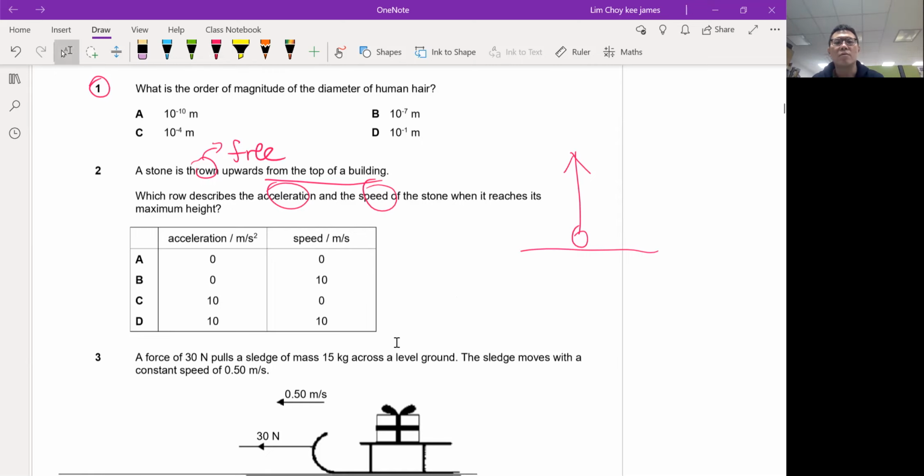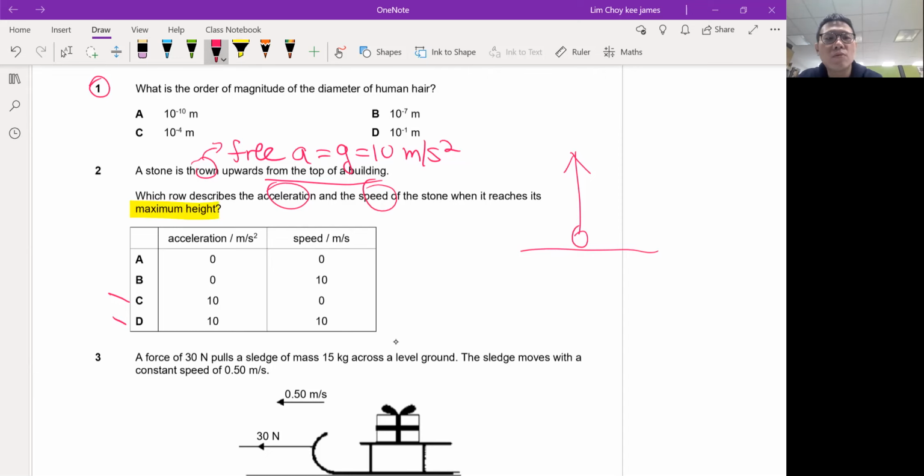Now, for a free fall question, the first instinct I tell students to have is that the acceleration is equal to g, which is 10 meters per second squared, the acceleration due to free fall. So straight away you will know that among the options, A and B are out already. The answer will either be C or D. Next, you look at the maximum height, at the top, and the speed reached.